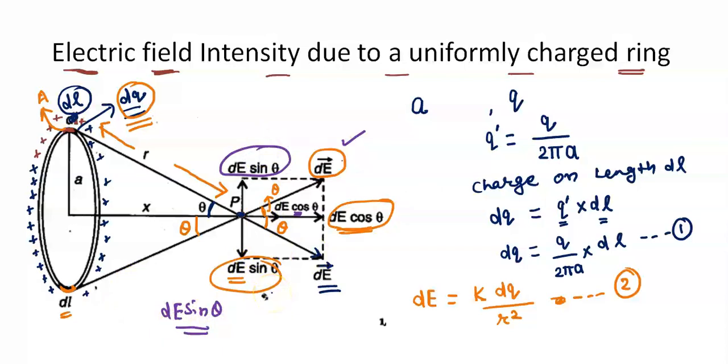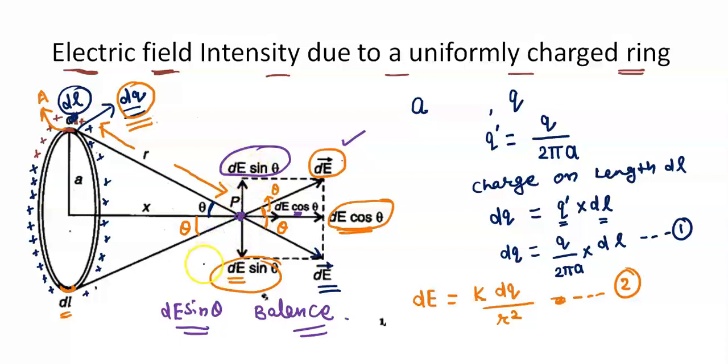Now it is obvious that the dE sin theta components which are there are equal in magnitude but they are acting in opposite directions. So these dE sin theta components are going to balance each other. It is obvious that they are going to balance each other, and because they are balancing each other, it's done. There will be no effect of the dE sin theta factor on the resultant electric field intensity at point P.